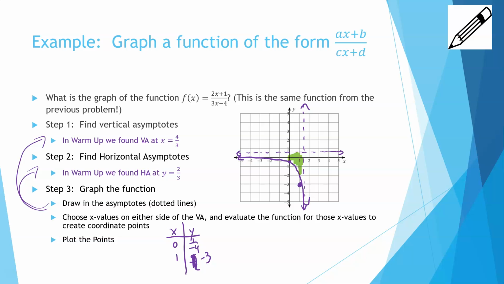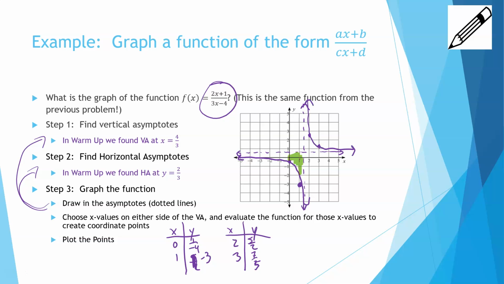Then I would find some on the other side, so I would pick like 2 and 3. Again, I plug it in for the x's here. When I plugged in 2, that's when I actually got 5/2, so 2.5. And when I plugged in 3, I got 7/5. See, I should just plug it in my head. So 1 and something. Okay, so it looks like this.